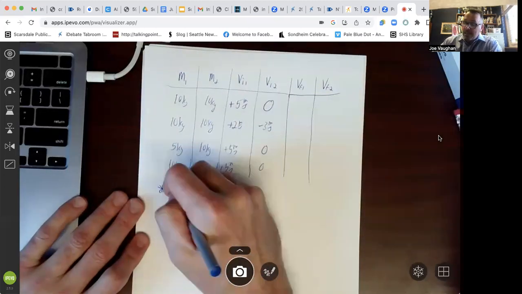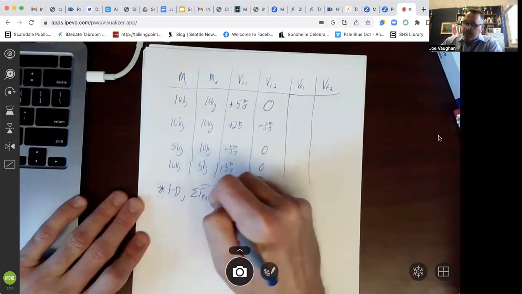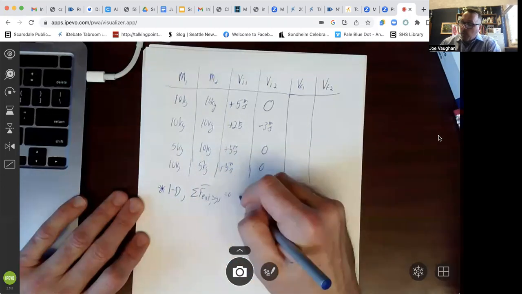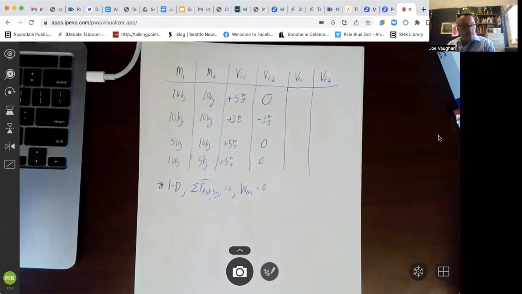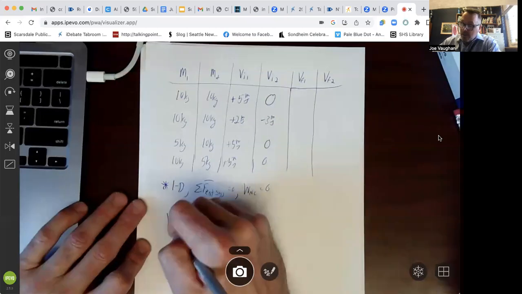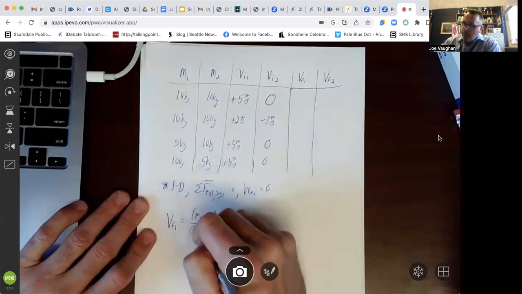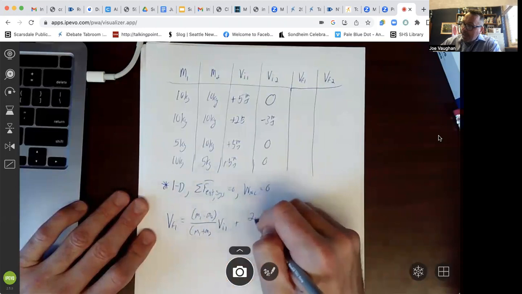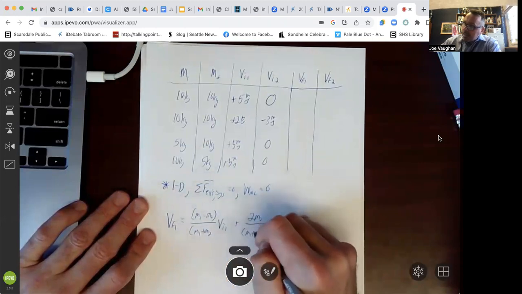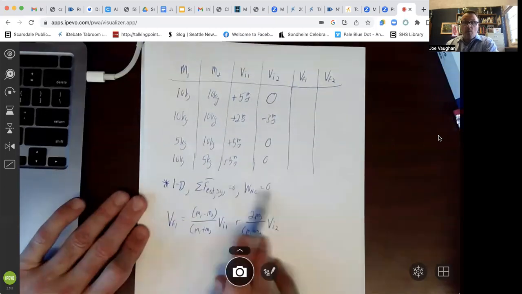And that is by stipulating it's 1D, the sum of the external average forces on the system is equal to 0, and the work non-conserved is equal to 0. If I do that, I don't need to set up the energy equations or the momentum equations. I can just go right to VF1 is equal to (M1 minus M2) over (M1 plus M2) times VI1, plus 2M2 over (M1 plus M2) times VI2. So I can stipulate that in once I do this.